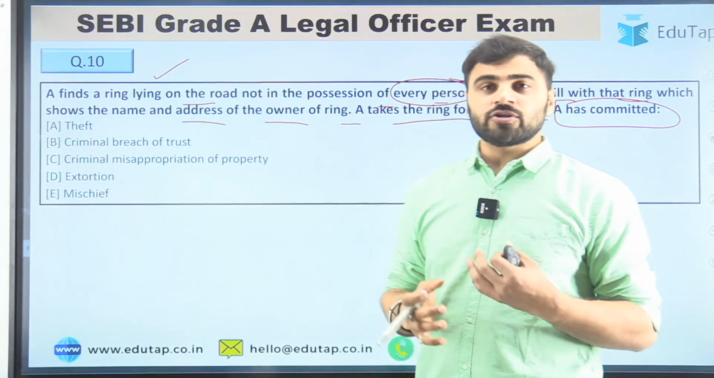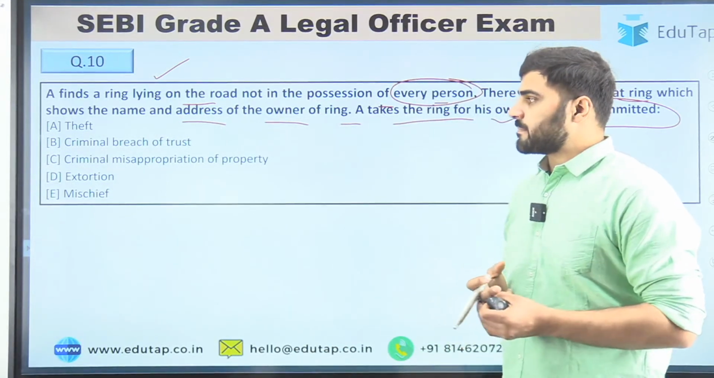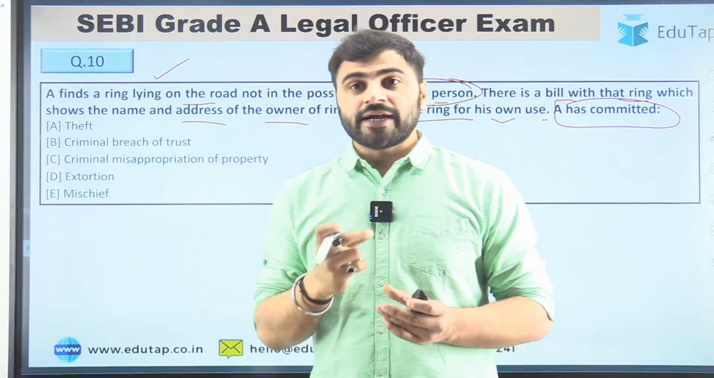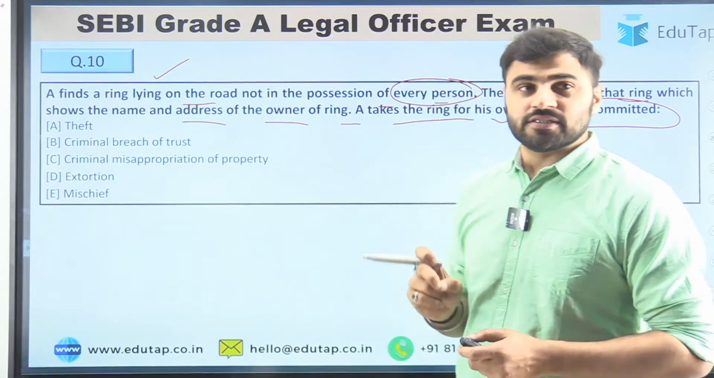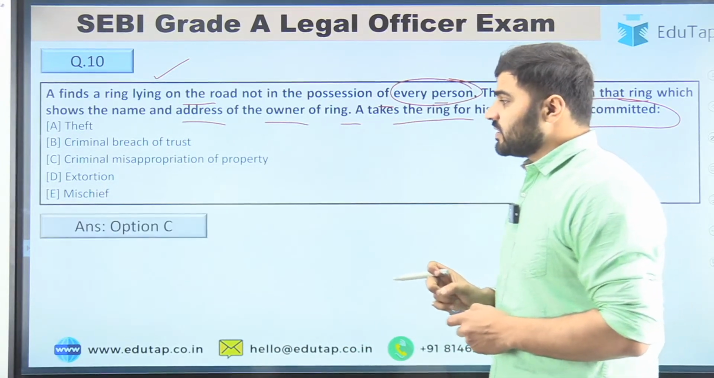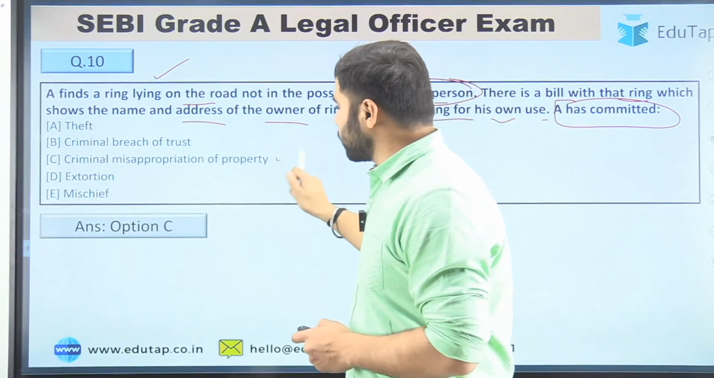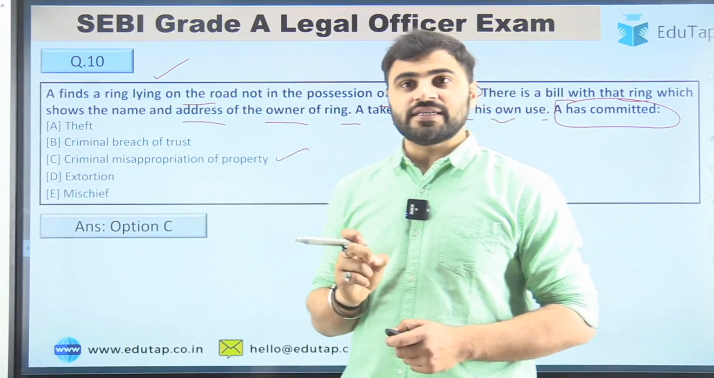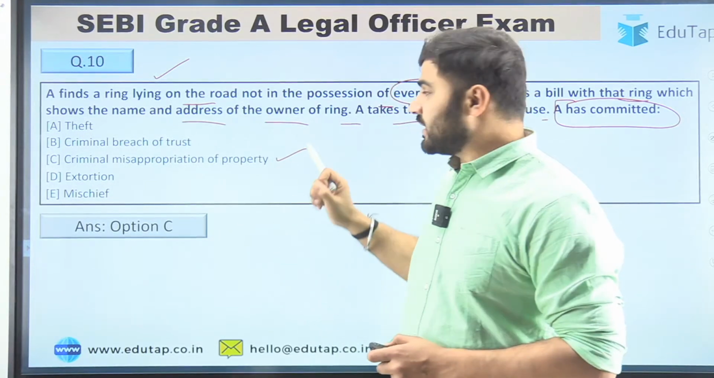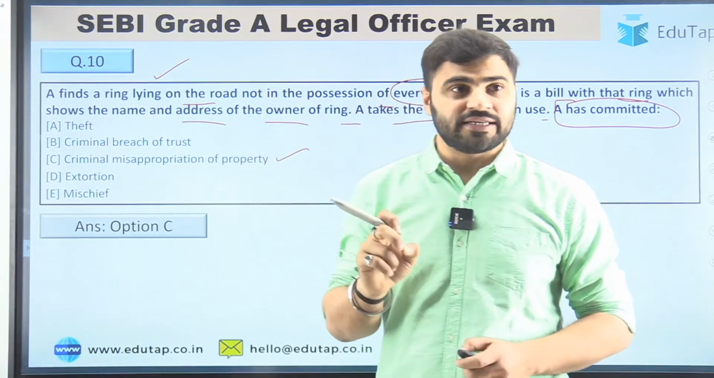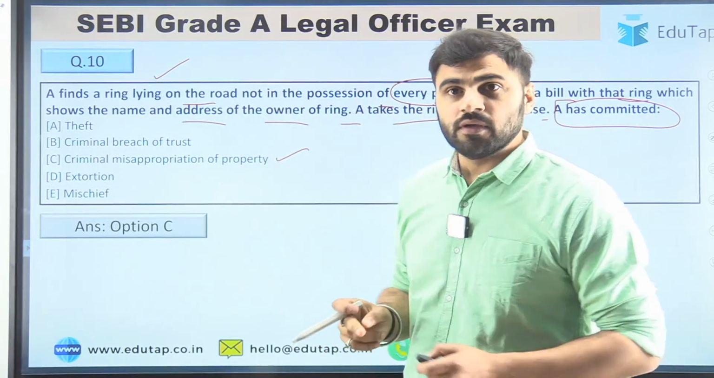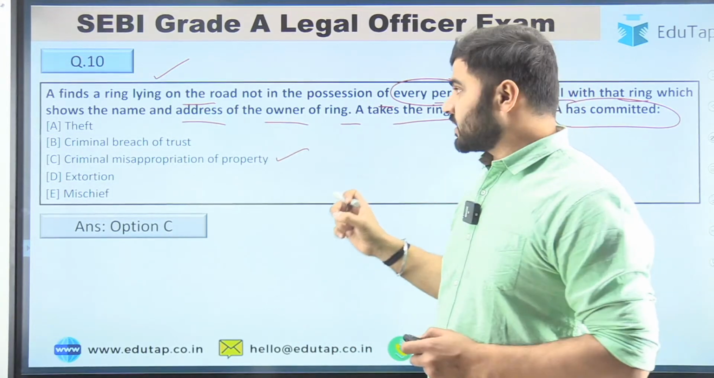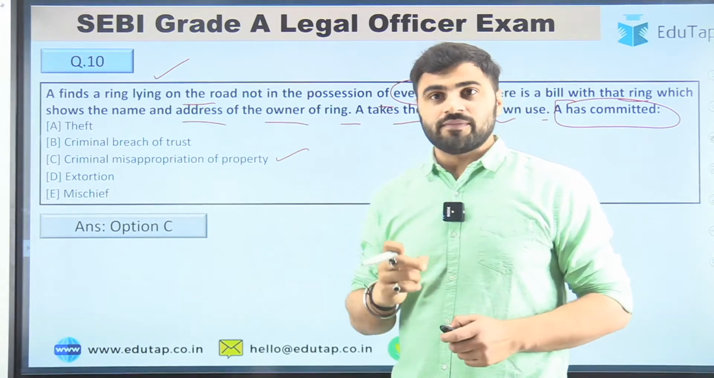What is the right answer for question number 10, friends? The right answer for question number 10 is option number C, criminal misappropriation of property, right? So those who are saying C, Kavita is saying C, great. Agni is saying 10th A. No, Agni, the right answer for this question is option number C, right? Okay. Kavita is saying 10th C. So C is the right answer for question number 10th, right?